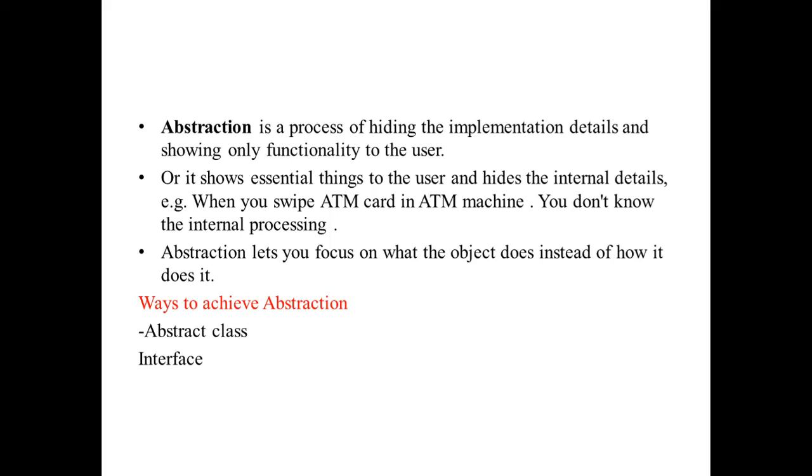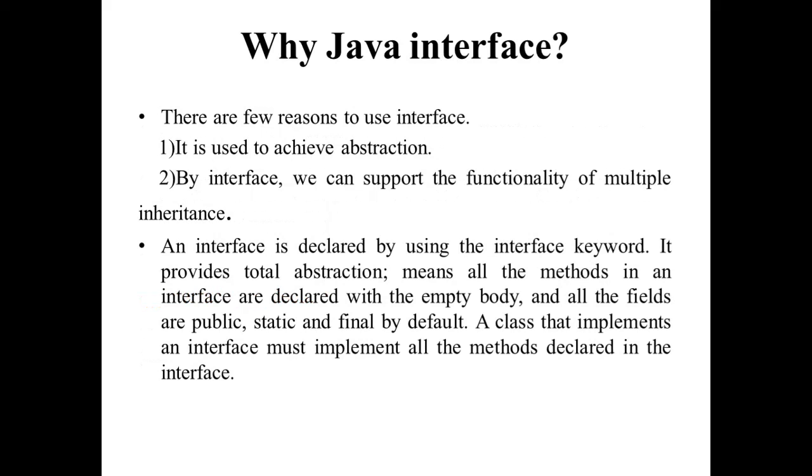Okay, then see what are the two ways of abstraction. One way is an interface and another is an abstract class. Now in this video we are concentrating on interface. Now see what is meant by interface. Interface is nothing but a way to achieve abstraction, and using interface we can achieve multiple inheritance.